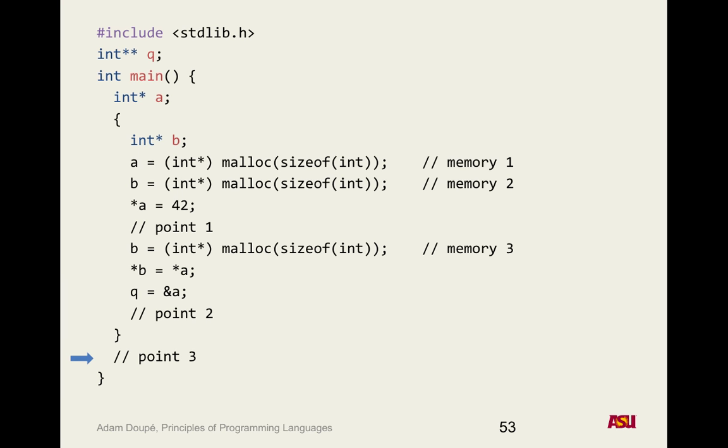Is B dangling? Is it a nonsense question because B is out of scope? Yes. So right now, if we're talking about dangling references, the only things we care about are Q and A, because B has already been deallocated because it's on the stack. Okay, so that's dangling references. So Q and A are both not dangling, but do we have any garbage references? Yes. Which are the garbage references now?